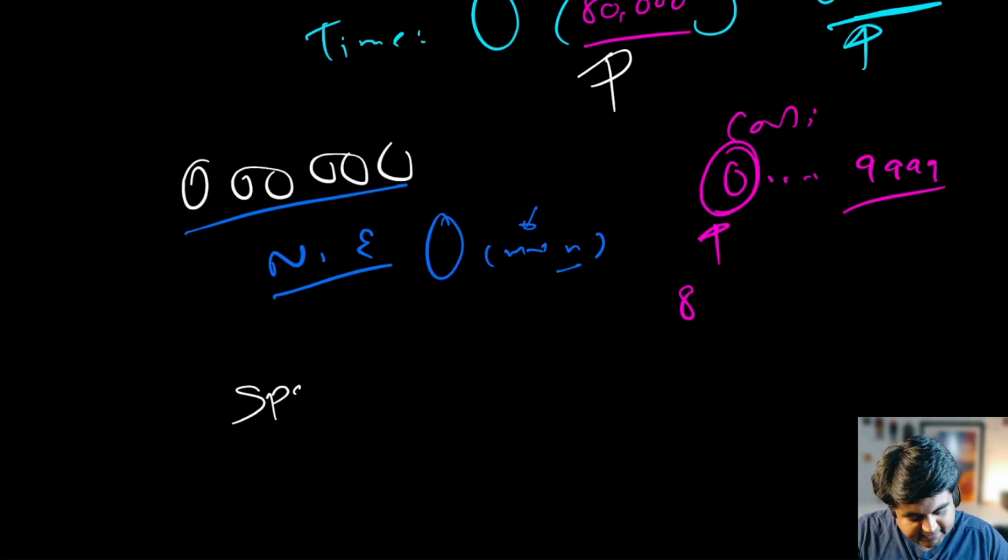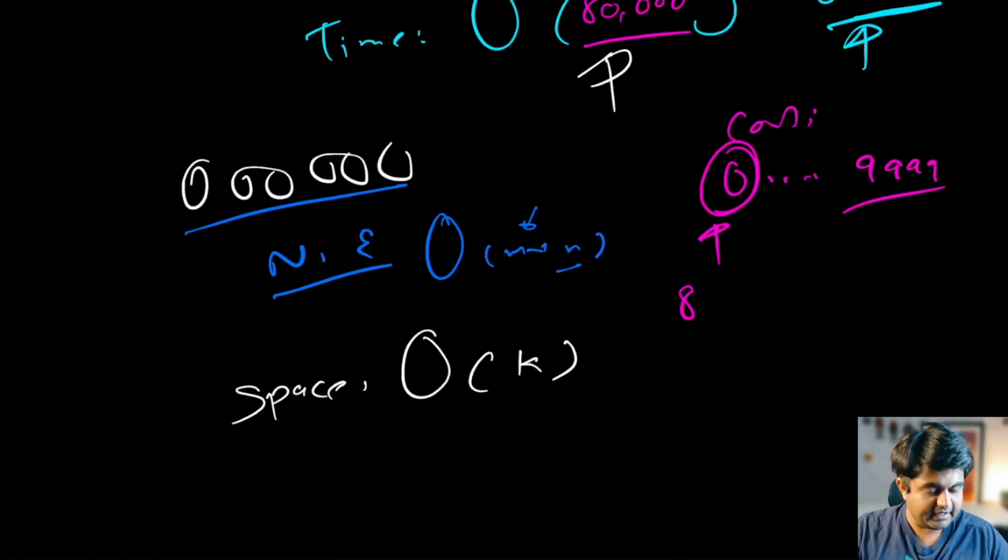For the space complexity, because we are using an additional hash set to store the values of all the previously calculated results, it's going to be big O of k, where k is the total number of possible combinations we can add to dead ends and our hash set. So whichever is larger would be our space complexity. I hope this solution makes sense.